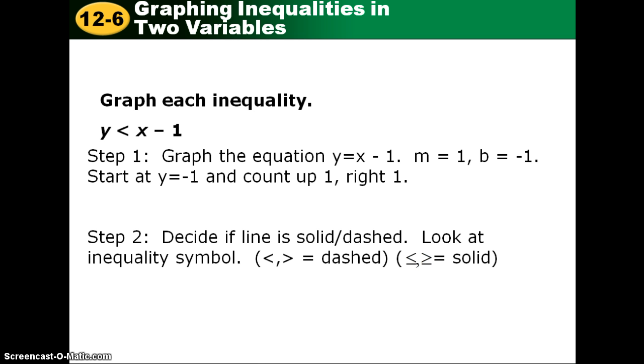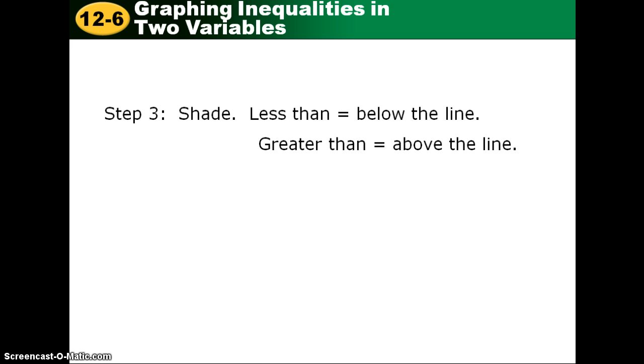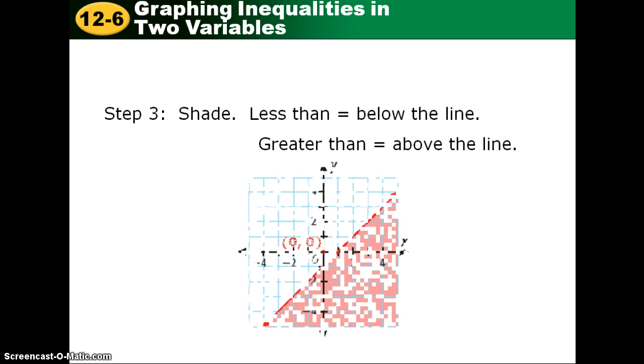That's in slope-intercept form, so the slope is 1 and the y-intercept is negative 1. That means we start at y equals negative 1 and count up 1, right 1. Step 2 is to decide if the line should be solid or dashed. That just means we look at the inequality symbol. Because we see less than, it would be a dashed line. Step 3 is to shade. We would shade less than, below the line, greater than, above the line.